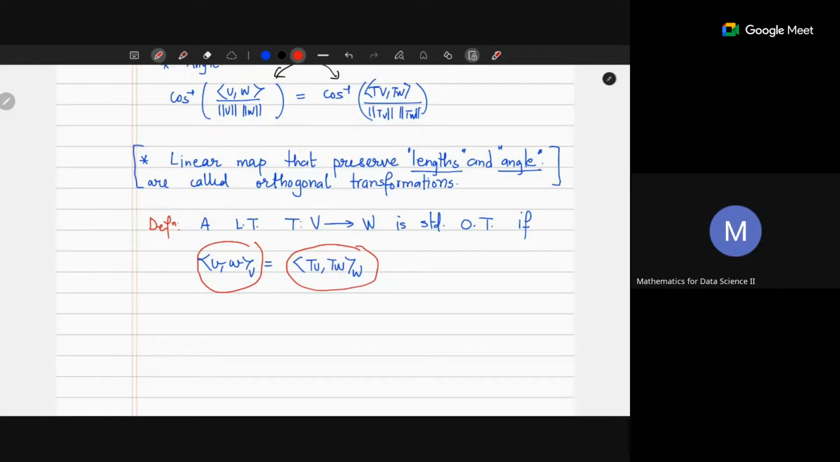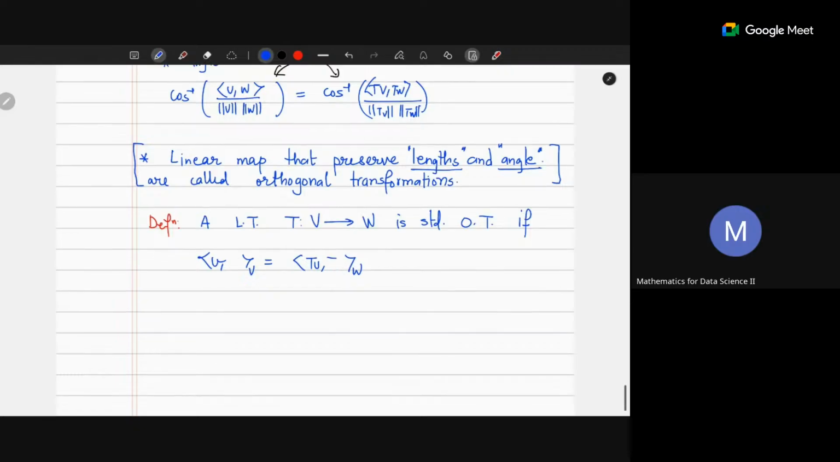Let me use a better notation. Let me take v1, v2, for all v1, v2 in V.